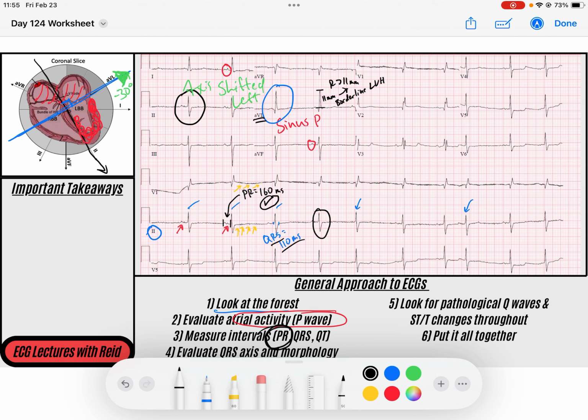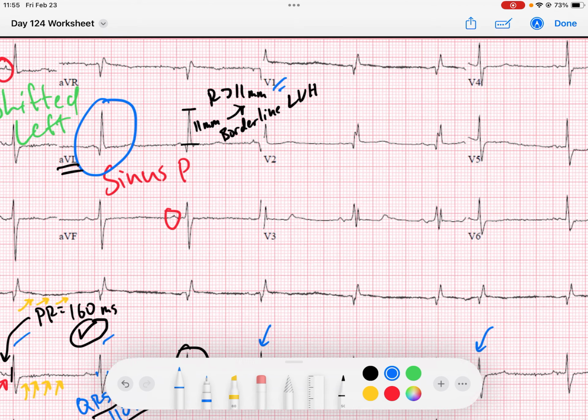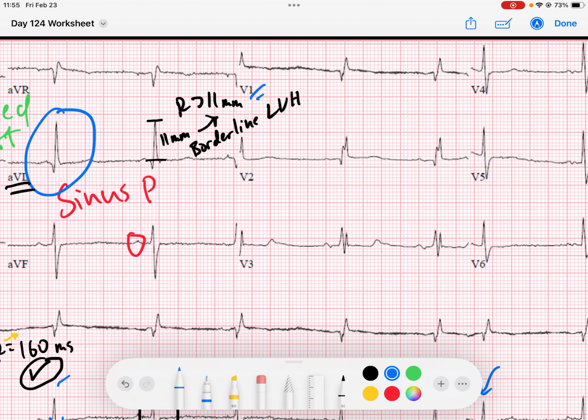Alrighty, so we've got that. What else do we see? Well, I look up here in V1 because I know that we need to see good R wave progression, right? We need to see nice R wave progression. And what I see is a little bit of an R prime. I see an R prime here, right? And you can see in V2 you've got a little RSR prime. You can see in V3 RSR prime. That was a bad drawing. RSR prime, right?